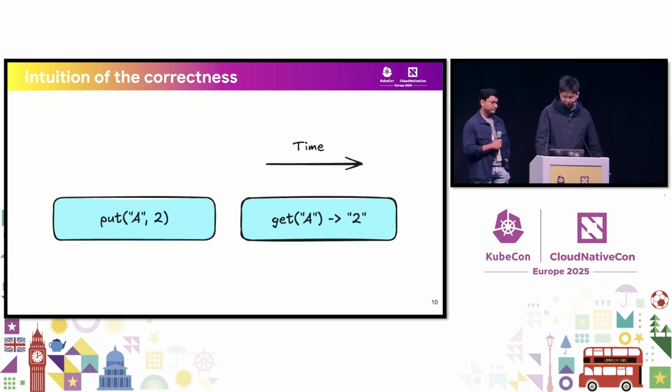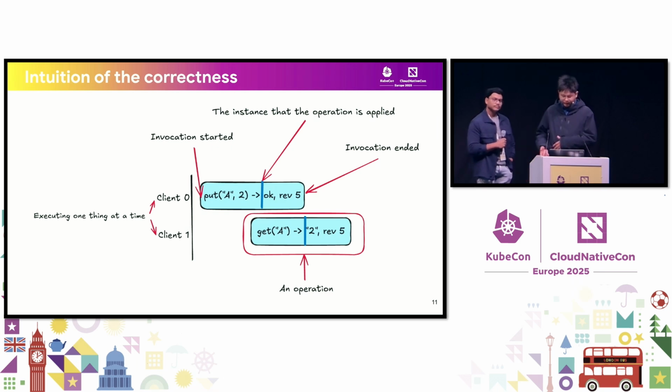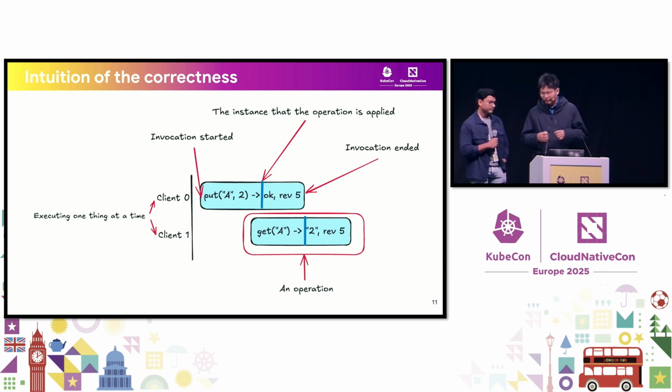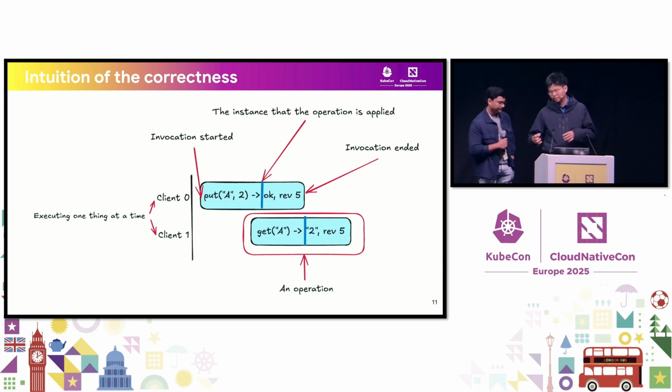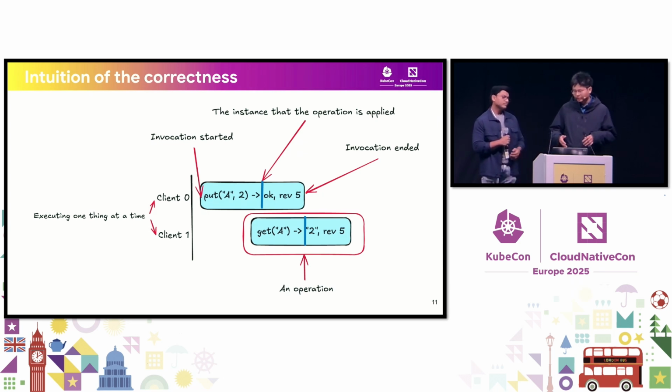But if the requests actually overlap, like when they're executed concurrently, how would you define correctness? Before that, let's discuss the representation we'll use throughout the slide deck for the operation history. On the left, you can see we have clients 0 and 1. Each client can only execute one thing at a time, so if there's a request in flight, we cannot send another request from that client at the same time. For each rectangular box, the left edge is the time the client sent the request, and the right edge is the time the response is received. The blue line is the instant at which the operation is applied.